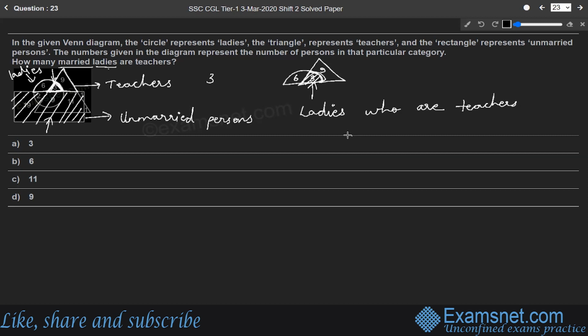So for this question, the correct option is option A, which is 3. I hope you are clear with this question. In this kind of question, all we have to do is find the intersection in the Venn diagram.